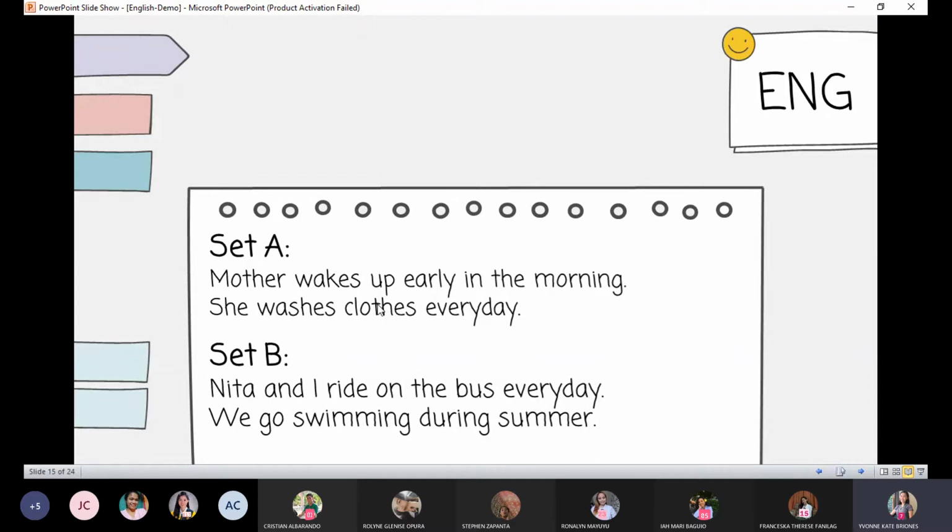Now, let's proceed to set B. What is the verb used in the first sentence here? Ride, teacher. Very good. How about the second sentence of set B? Swimming, teacher. Go, teacher. Correct. Okay.